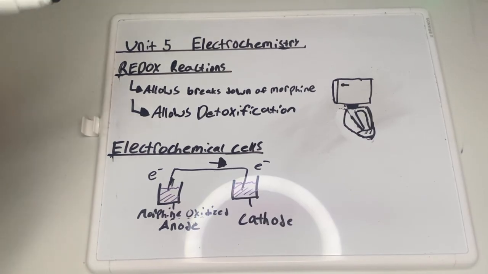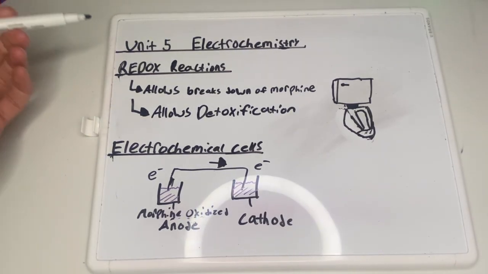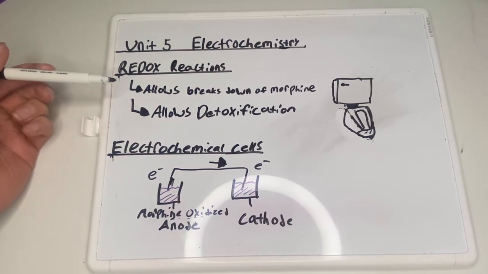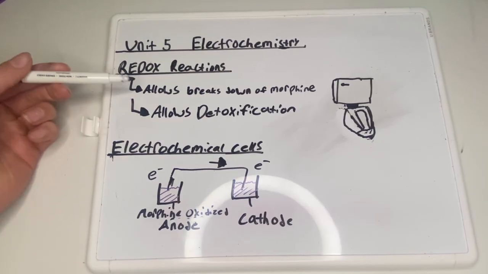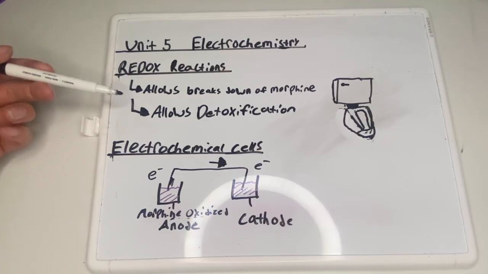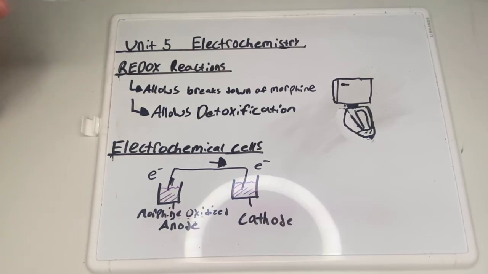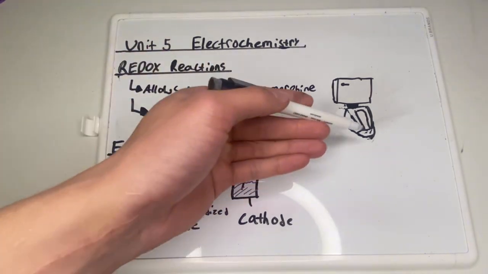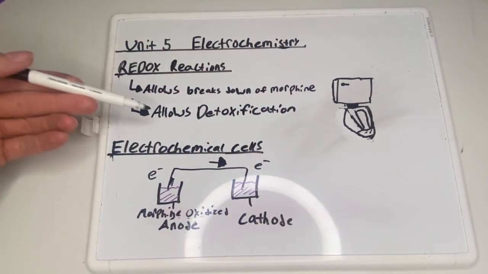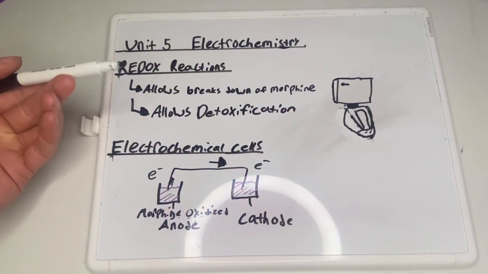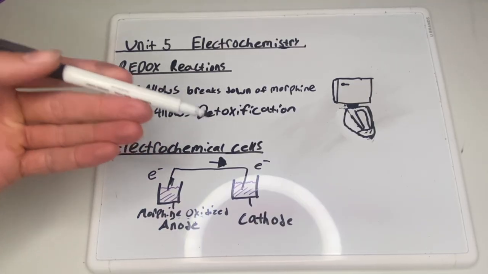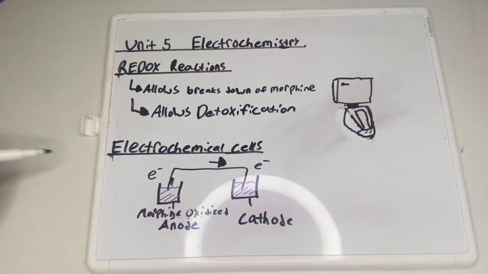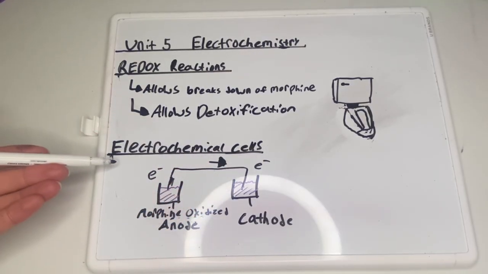Let's take a look at the final unit in SCH4U, electrochemistry. Redox reactions. Morphine metabolism also involves redox reactions. Redox reactions involve electron transfer. Oxidation occurs when electrons are lost, while reduction occurs when electrons are gained. During metabolism, liver enzymes oxidize morphine into more water-soluble metabolites that can be excreted through urine. These redox processes are essential for detoxification and drug removal.